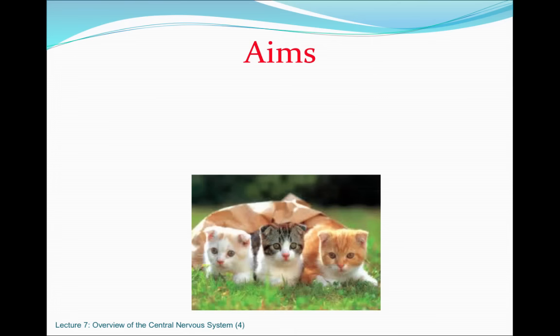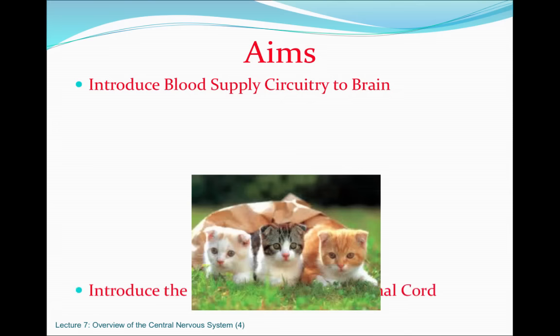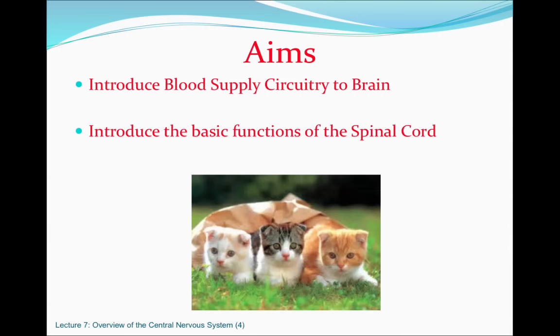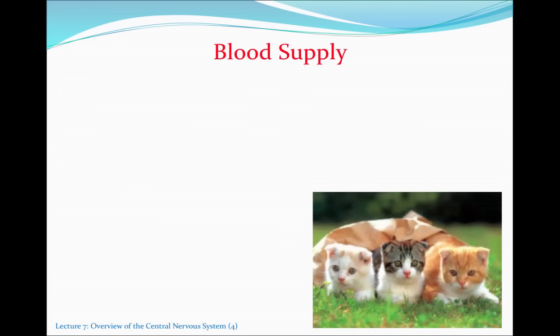Basically the aim of the lecture is, as I said, to introduce blood supply circuitry to the brain. I'm going to explain what parts of the brain are receiving blood from different arteries. And then we'll look at the function of the spinal cord. I'm going to introduce you to the spinal cord. It's not going to be in great detail, but in detail enough that will get you to understand how the spinal cord works. Okay, so with that said, let's start looking at blood supply to the brain.